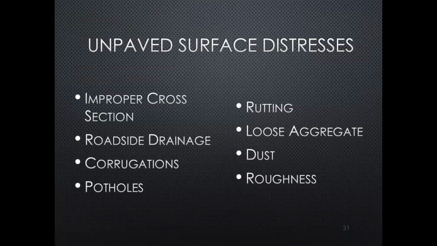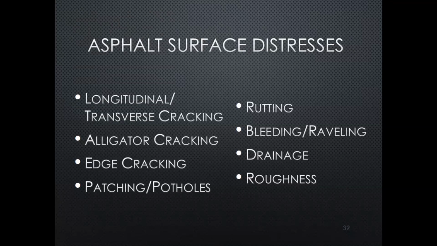Some of the distresses we talk about for unpaved surfaces: cross-section, roadside drainage, corrugations, potholes, rutting, loose aggregate, dust, and roughness. Again, each one is going to be assessed and then evaluated, and that's going to translate into what we are going to do as far as maintenance goes. The asphalt surface distresses: longitudinal and transverse cracking, alligator cracking, edge cracking, patching, potholes, rutting, bleeding, raveling, drainage, roughness. These aren't all of the distresses that are out there, but these are the most critical, and these are the ones we use in our software.